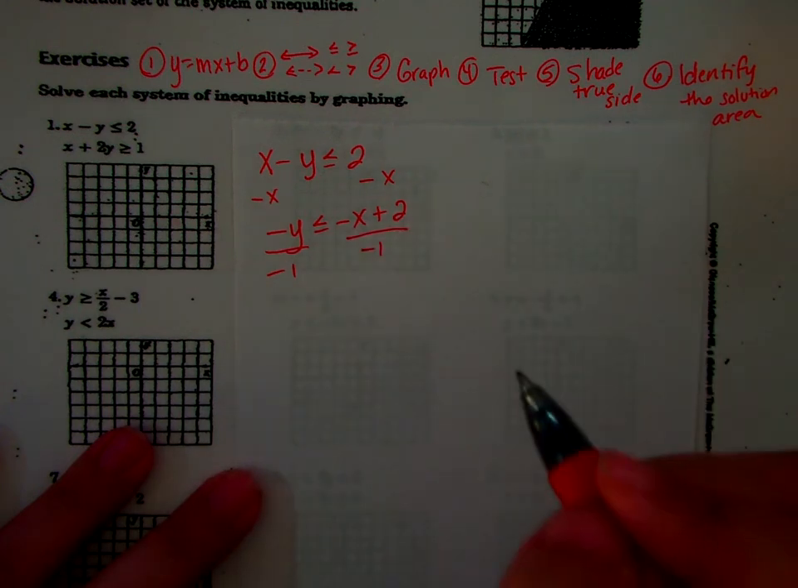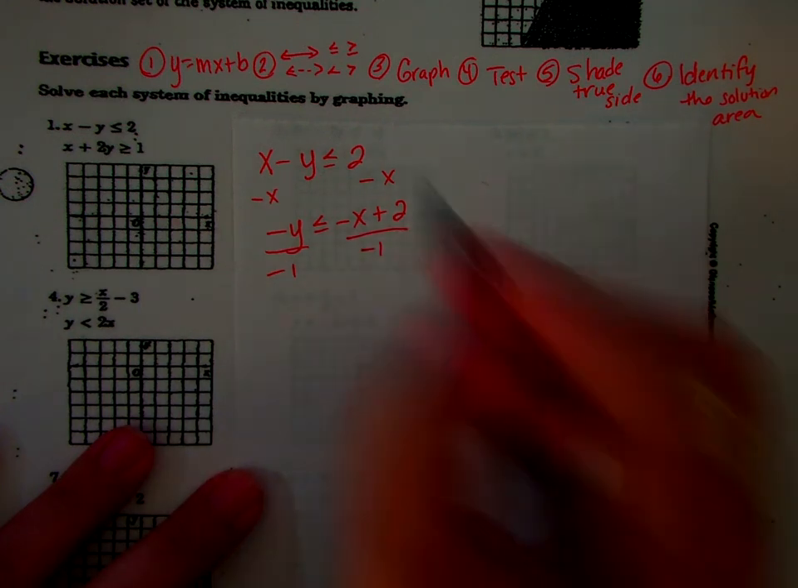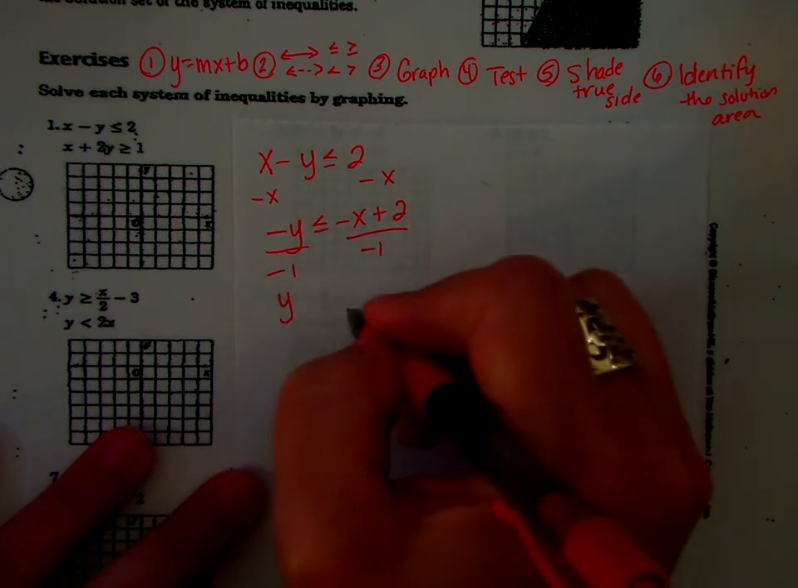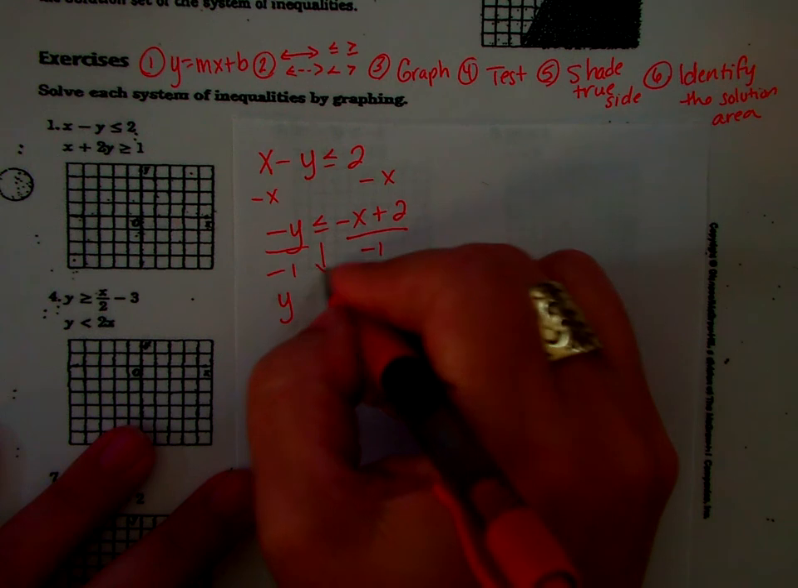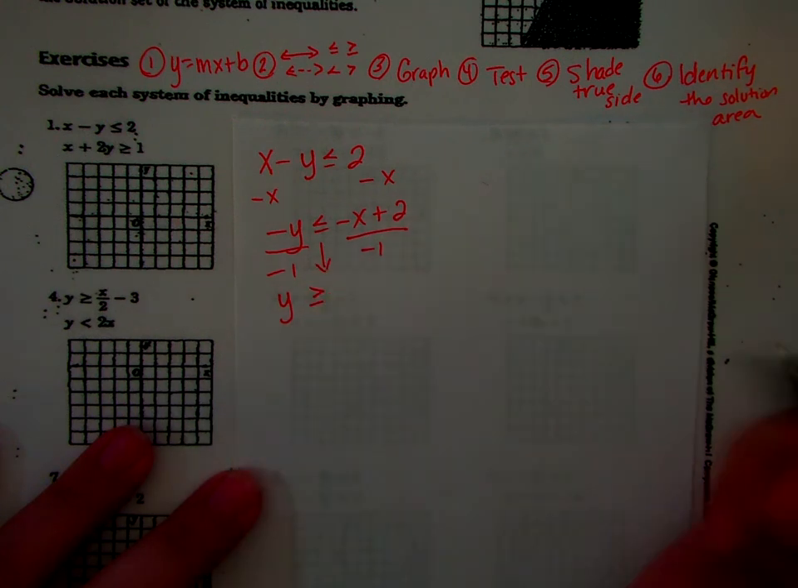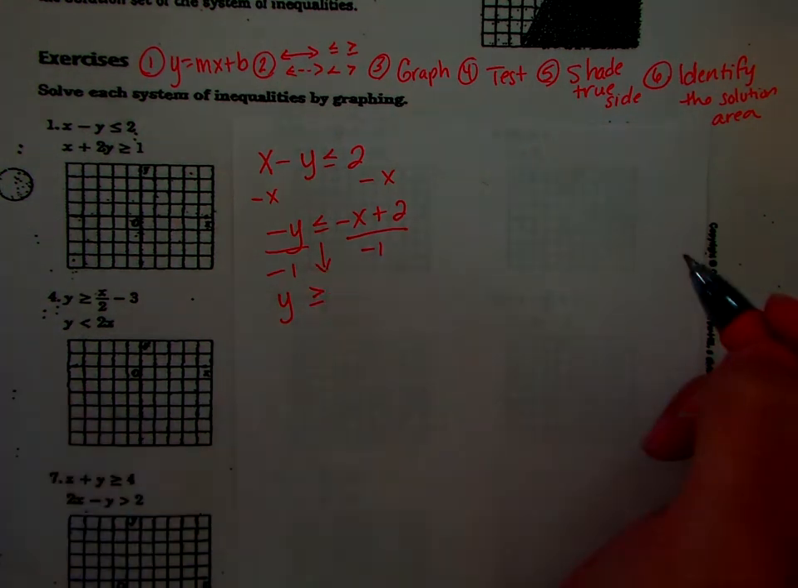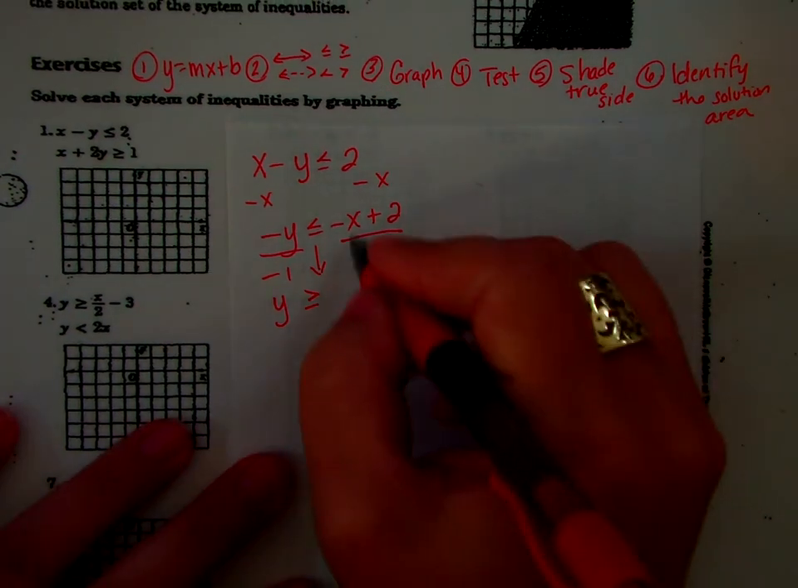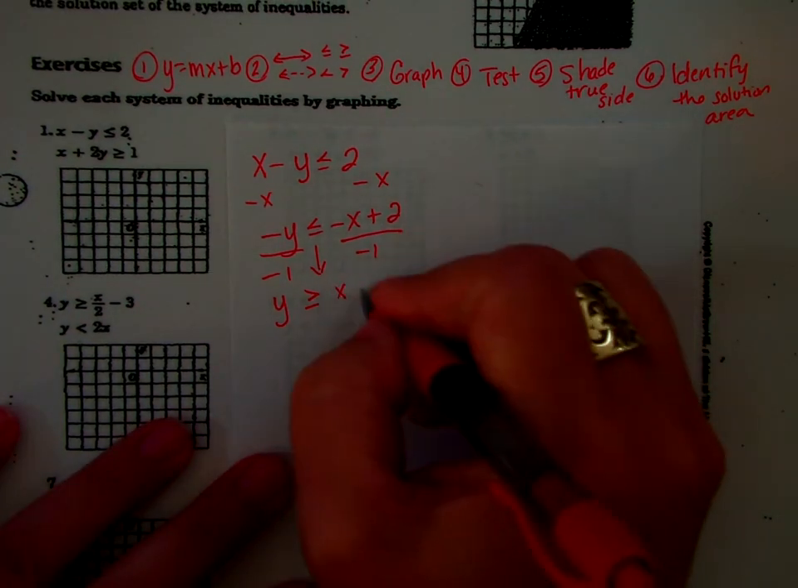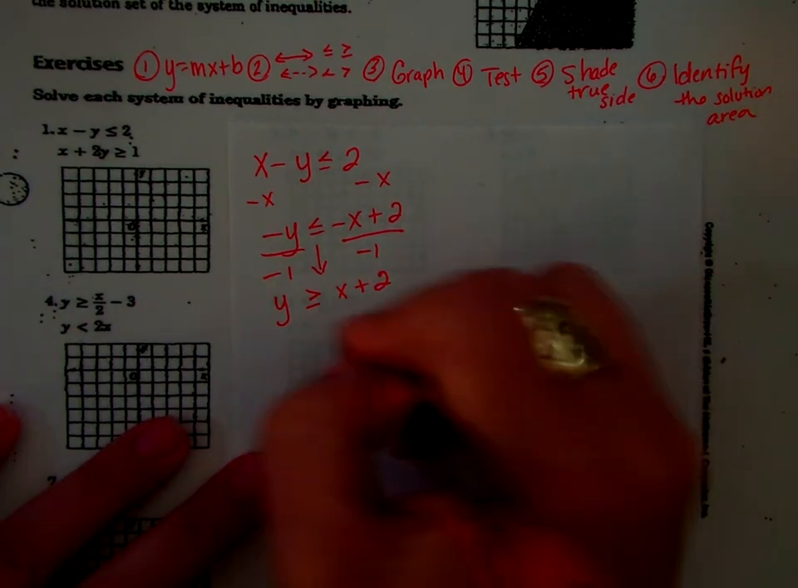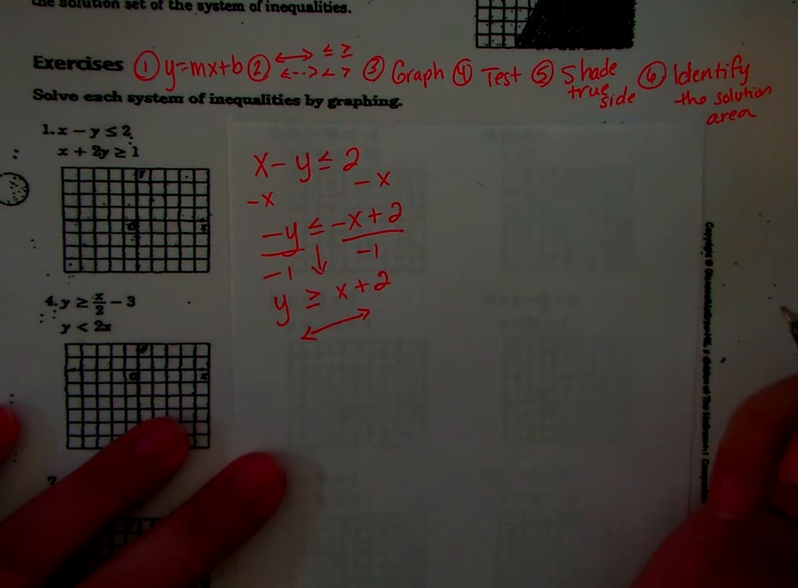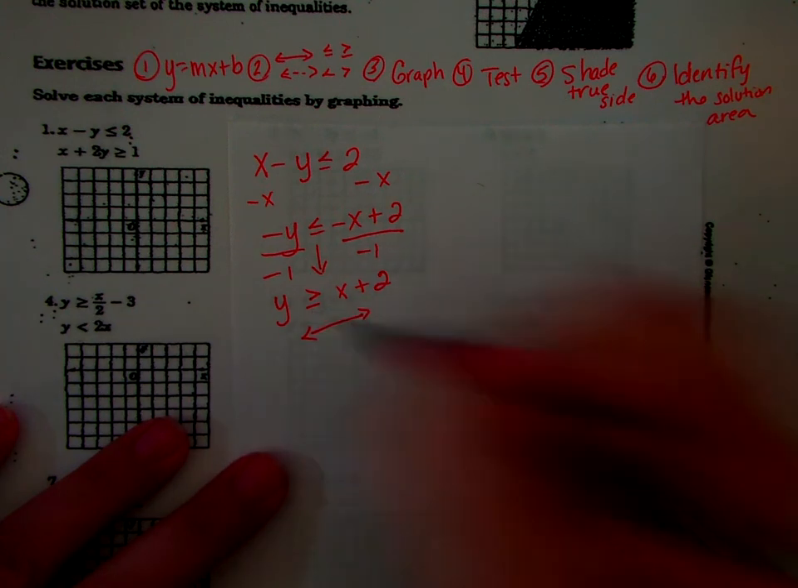Now, the only rule I want you guys to remember for inequalities is when you divide or multiply by a negative number, you have to remember to change your sign. Okay? So this is going to be y is greater than or equal to x plus 2. It's going to be a solid line because it's greater than or equal.